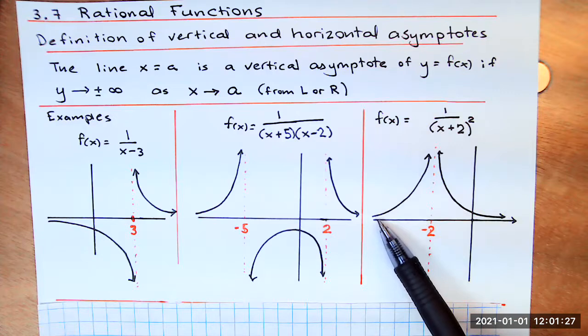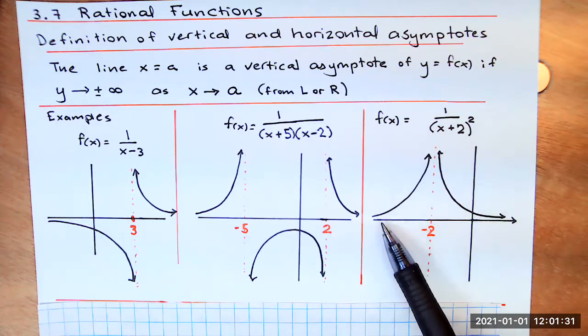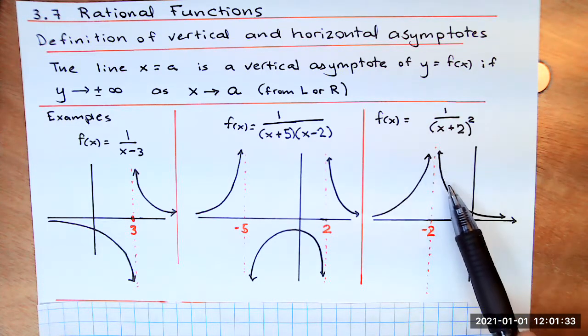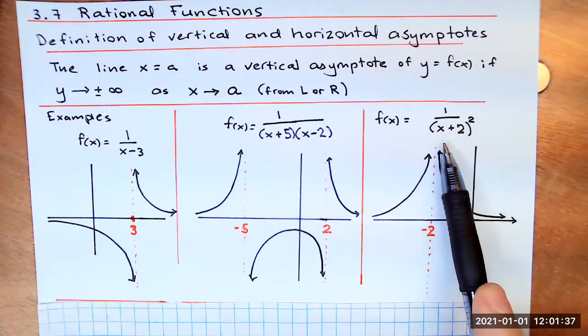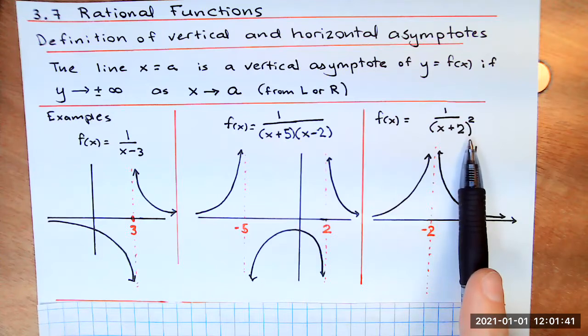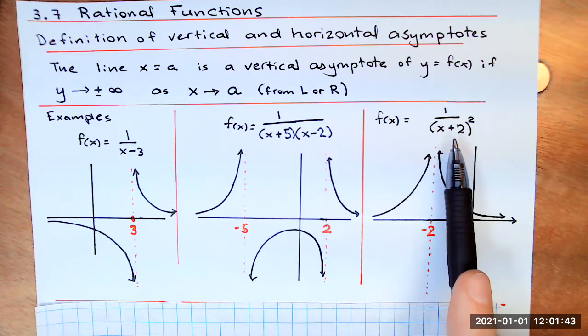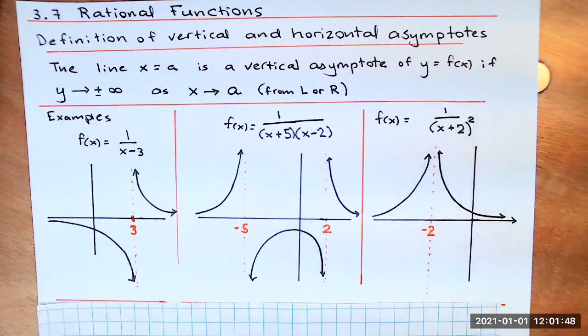Well, you'll notice that this vertical asymptote has the same sign on both sides, because when you square a negative, it becomes positive. So we saw similar things with polynomial functions when one of the factors has a multiplicity of 2.